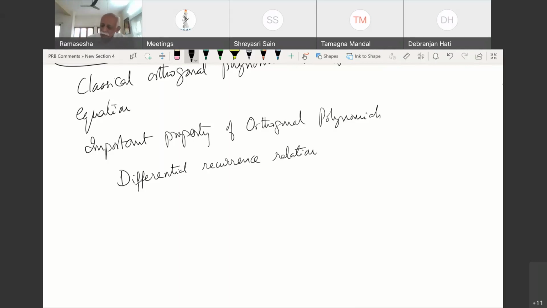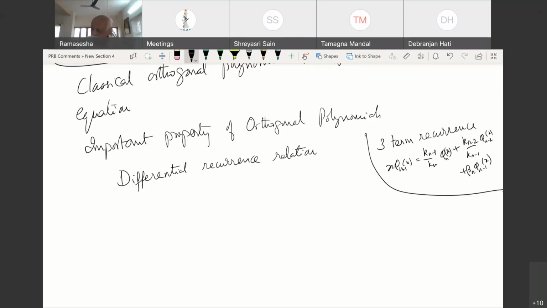You remember that earlier we had a 3-term recurrence relationship. It gave you x p n of x equal to k n minus 1 upon k n p n x, plus k n minus 1 p n minus 2 x, plus n p n minus 1 x. So this is what we had for the 3-term recurrence relation.